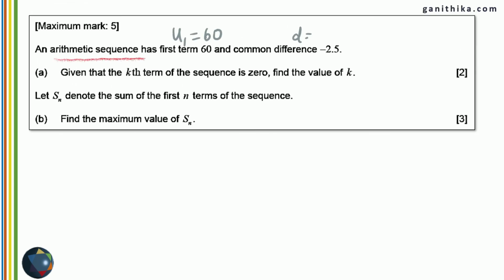Arithmetic sequence. First term 60, common difference negative 2.5. So you have taken down everything in terms of mathematical form. There is nothing to make any equations or simultaneous equations with the given information. So let's proceed to the question.